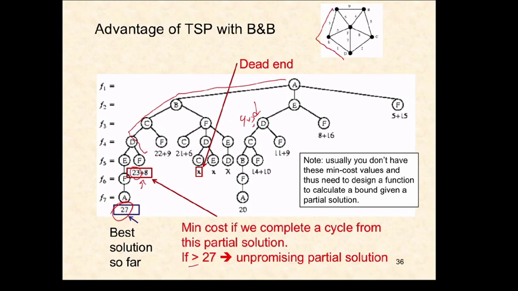So the estimator can't be too high. If the estimate is too high, we might prune away the optimal branch, which this one is. We're in the optimal branch right now. So if the estimate is too high, we might prune away the optimal branch. What if it's too low? What if the estimator says 0? If the estimator says 0, then everything looks good and we don't prune anything.